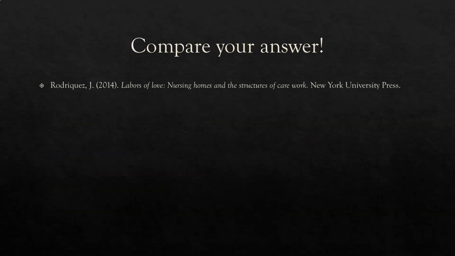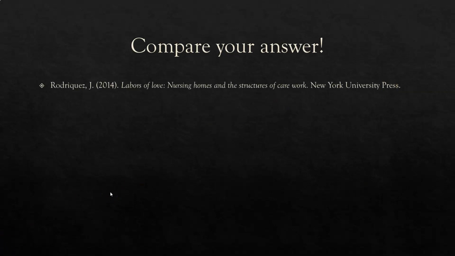Okay, so you're back, and I assume you've given that a try. Compare your answer to the answer that's up on the screen to see that you have everything correctly. So we have our author's last name, Rodriguez, followed by a comma, J period, space, bracket, 2014, close the bracket, period. Next comes the name of the book, Labors of Love, with a capital L on labors. And then our subtitle, Nursing Homes and the Structure of Care Work, with a capital N on nursing because it's after a colon. Then we have a period, another space, and then the name of the publisher, New York University Press.